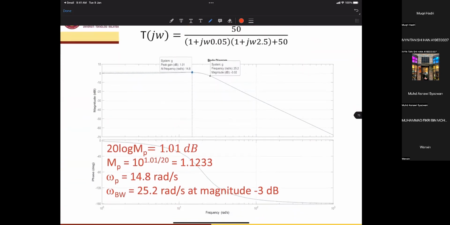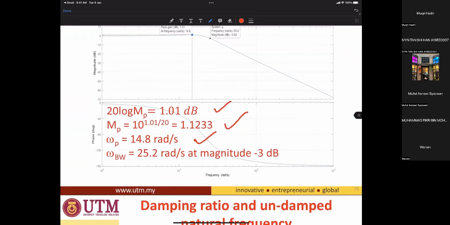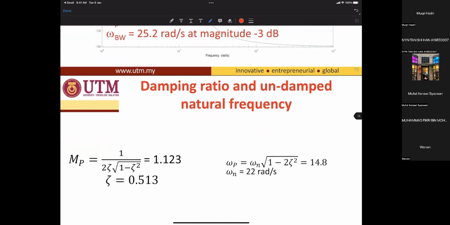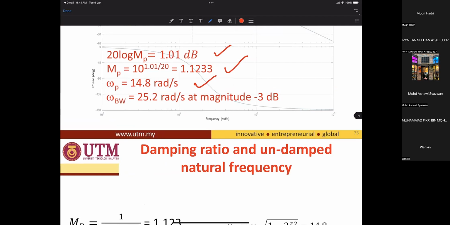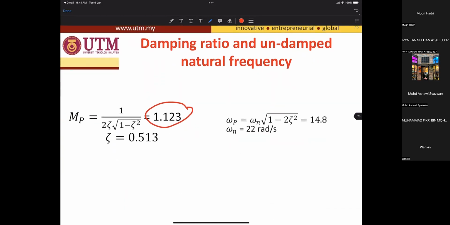Then the closed loop is here. Peak is 1.01, Mp is 1.1233, resonant frequency 14.8, and bandwidth at minus 3 decibel is 25.2 radian per second. From the Mp value, magnitude peak 1.1233, insert here, then calculate as I showed you before. Then you choose 0.513, this is under damped. Then omega n is 22 radian per second.